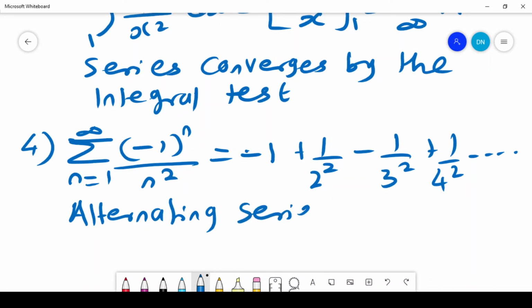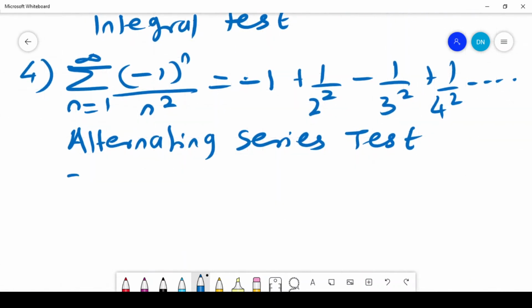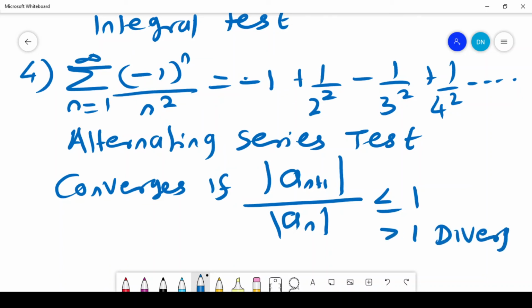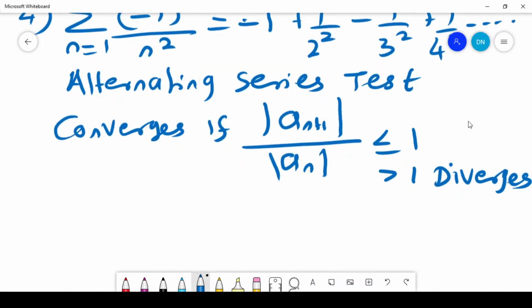So we use an alternating series test. How does the alternating series test work? The alternating series test is also very practical. It converges if the absolute value of a_(n+1) over the absolute value of a_n is less than or equal to 1. And definitely if it is greater than 1, then it diverges. So we have to get the absolute value.